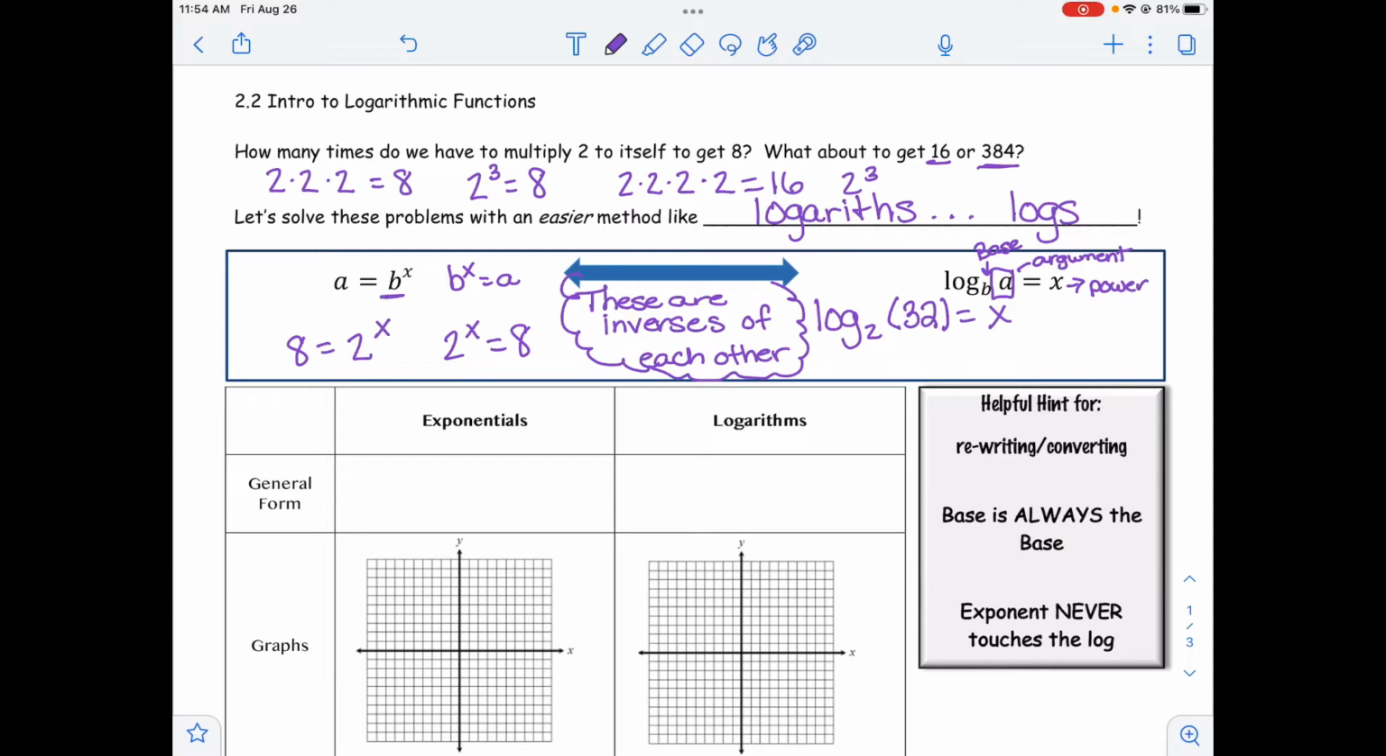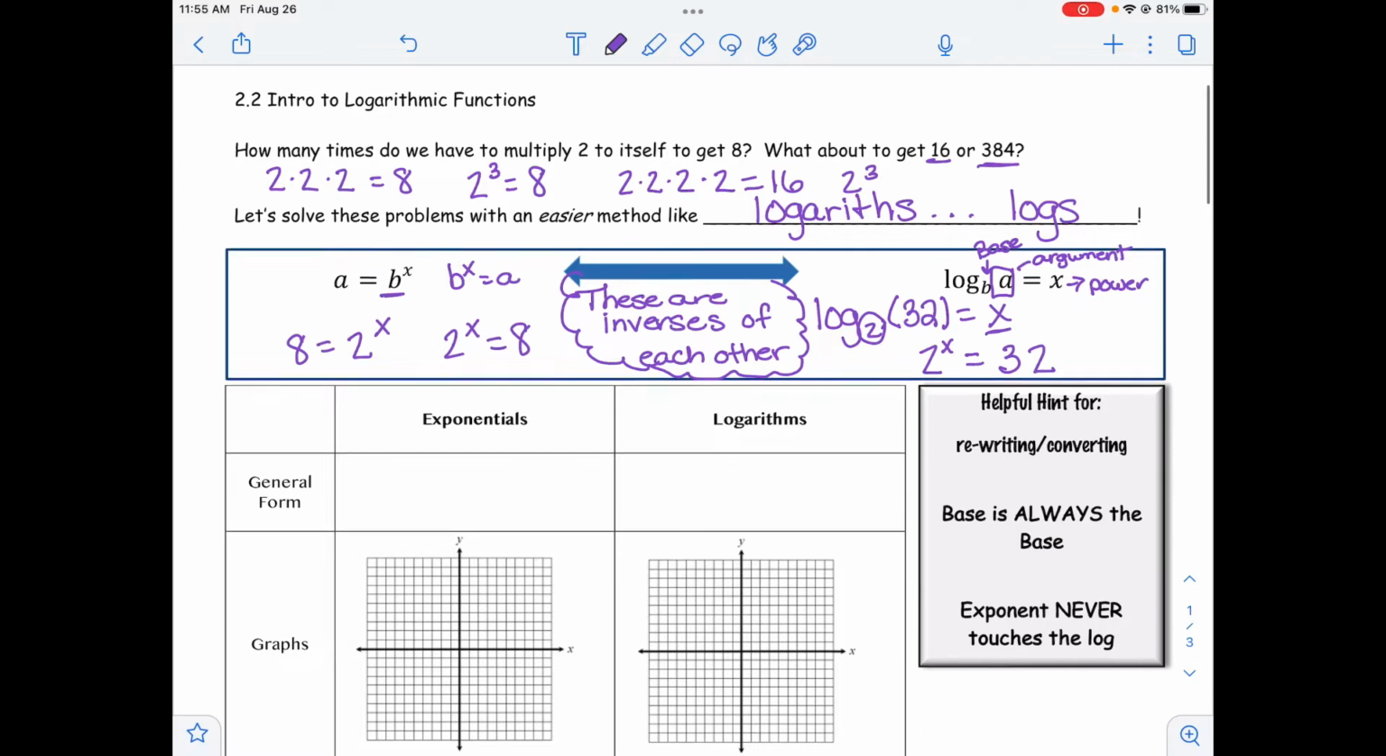So let's look at this: log base 2 of 32 equals x. If we wanted to get it back in the form of the exponential, we could say, what is the base? Our base is 2. 2 raised to what? That's our power, equals 32. Okay? And then we could use our knowledge of exponents and square roots and cube roots and all the good fun stuff, multiplication tables, to help us find that. All right, let's go a little bit more in depth here.